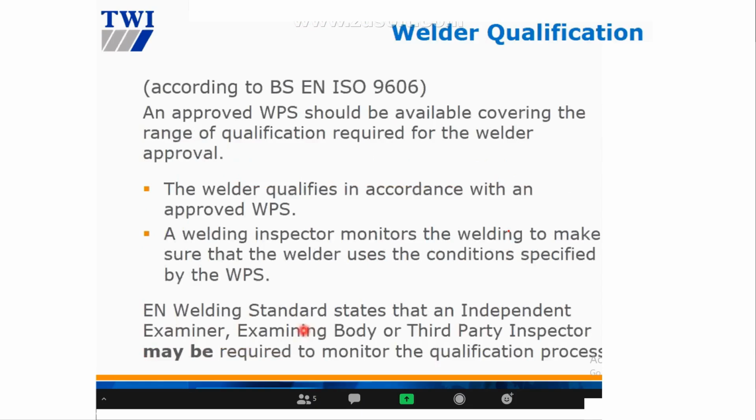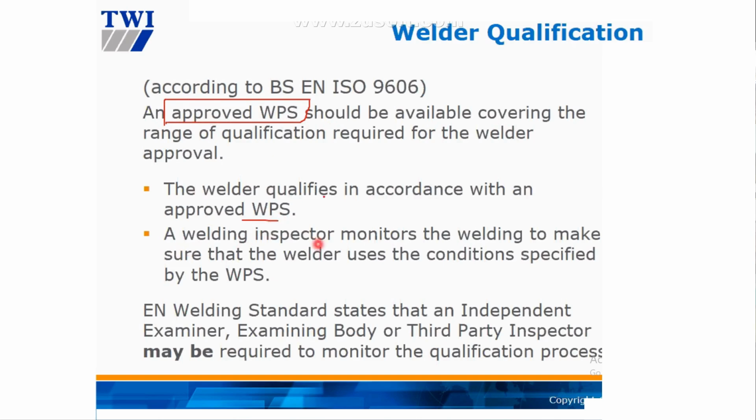So an approved WPS. See here, it says approved WPS. We test a welder from an approved WPS, which should be available covering the range of qualification required for welder approval. The welder is qualified in accordance with the approved WPS. A welding inspector monitors the welding to make sure that the welder uses the conditions specified by the WPS, and then we can call a third party to monitor the qualification process.